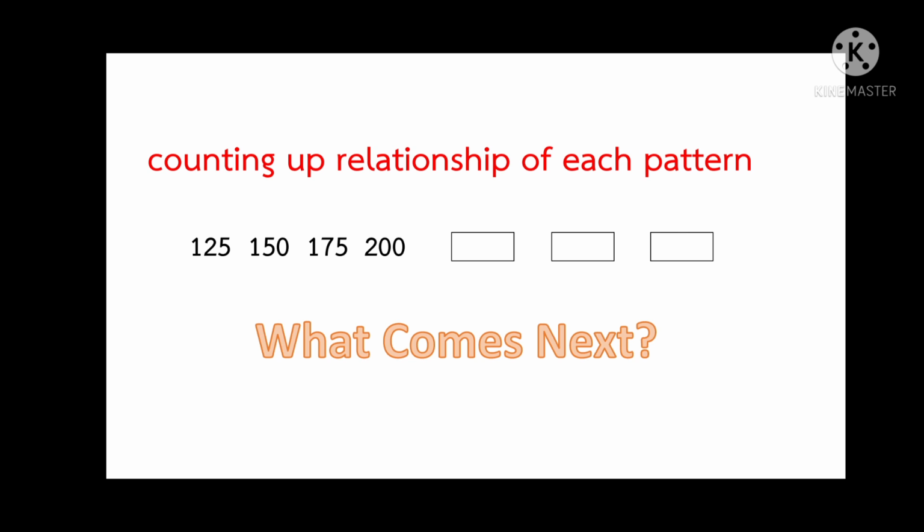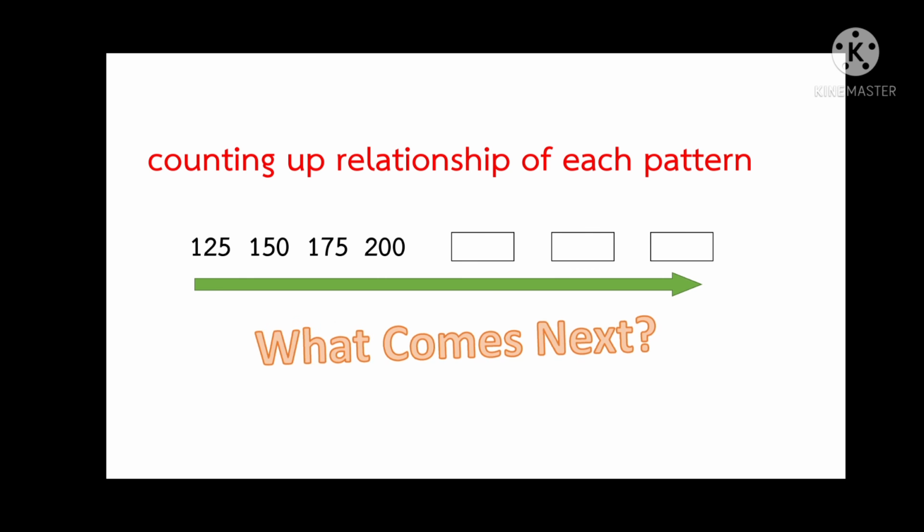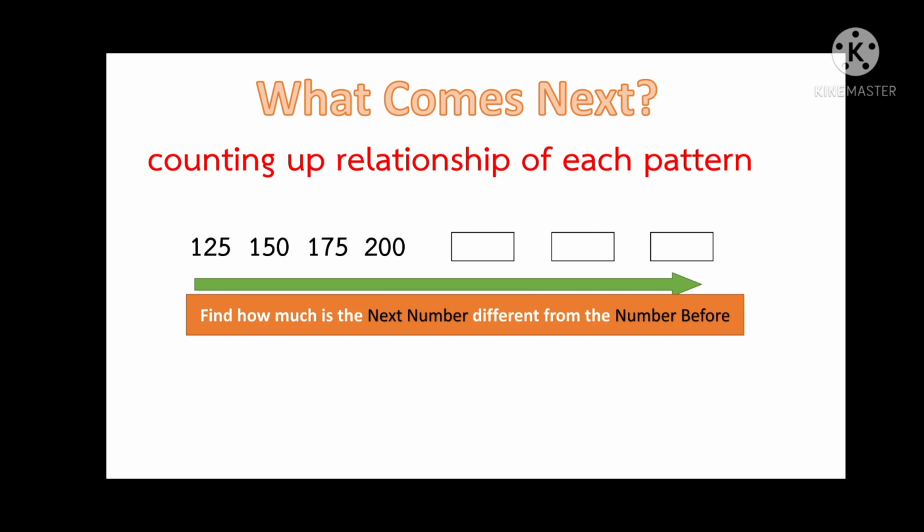Now we come to another problem. Just like we did before, we have to count up and find the relationship of the pattern. Here we again ask the question, what comes next? Let's go from left to right. You see 125, 150, 175, and 200. What comes next? Do you see a pattern going on? Let's find out. Find how much the next number is different from the number before.